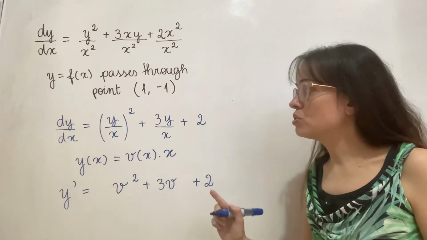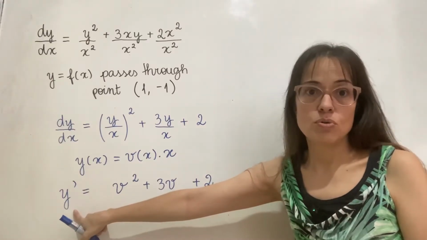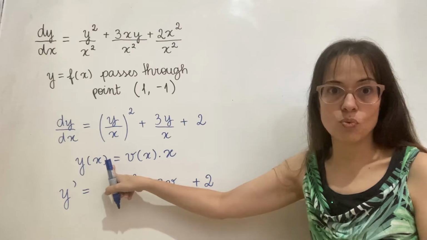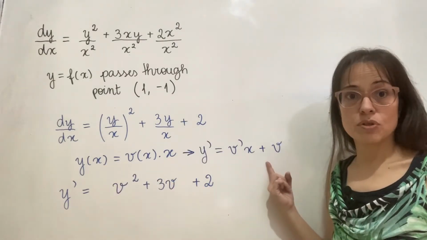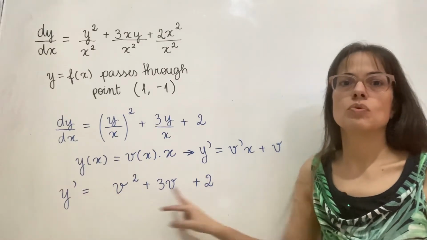But I do still need the derivative of this in order to substitute in there. So let's do the product rule here to find y prime. That's the result of the product rule. So this is that is equal to this.